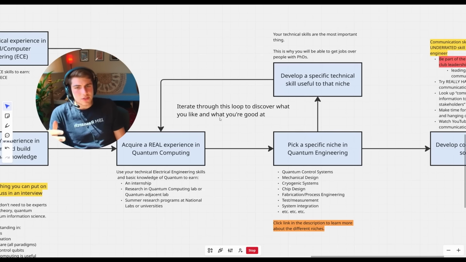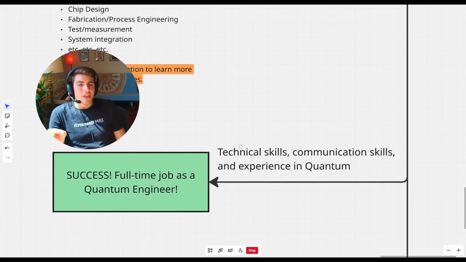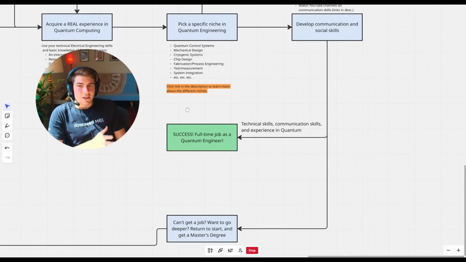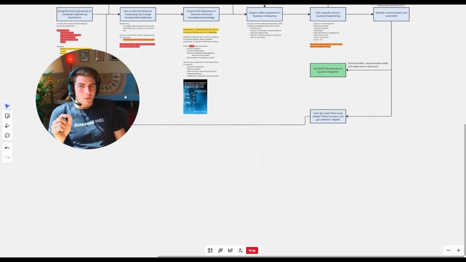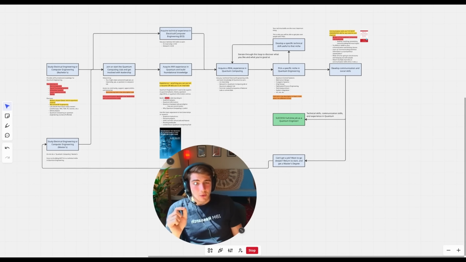Keep iterating on this loop to discover what you like and then what you're good at, get real experiences, develop your communication skills, develop your technical skills, and then eventually you'll have success. If you follow this framework, you can just turn your brain off, follow this framework. It's going to be a lot of work, but this will be what helps you get a job in quantum computing as a quantum engineer.